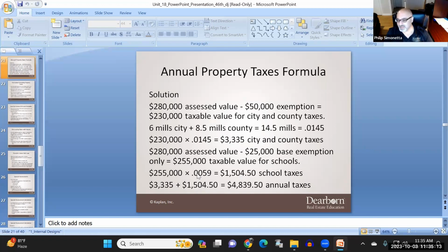They may put 50, like to try to mess with you. But on annual, they may ask you the problem and say, what are the school taxes? Then you just have to put the school taxes. You have to be very careful how you read it. Okay, gotcha. So if they just ask for the annual taxes, that means everything added together, the three of them together.